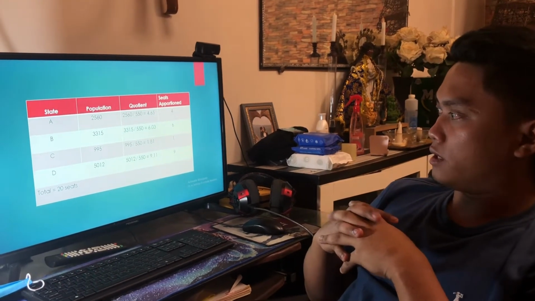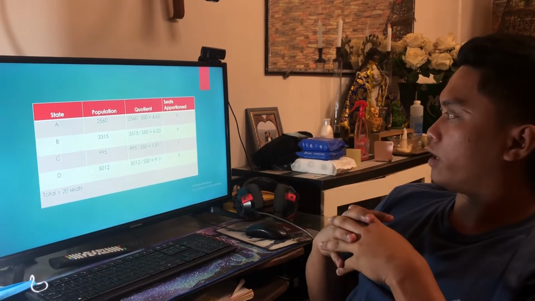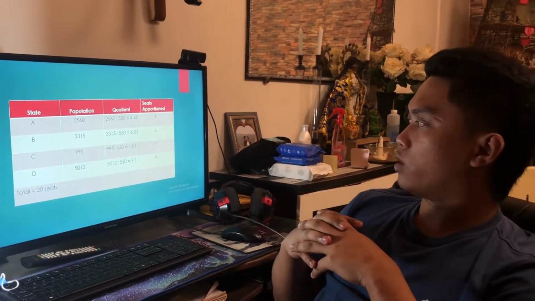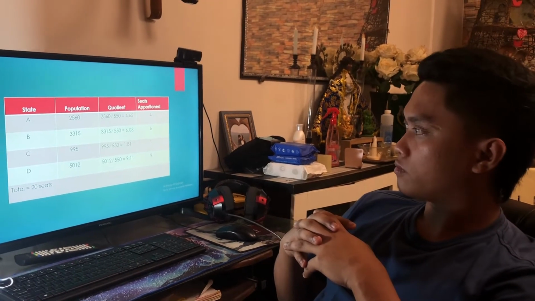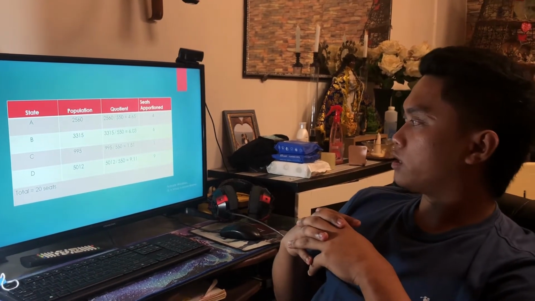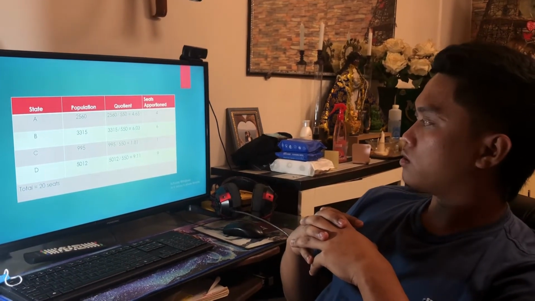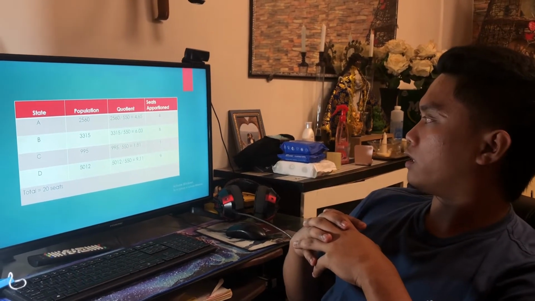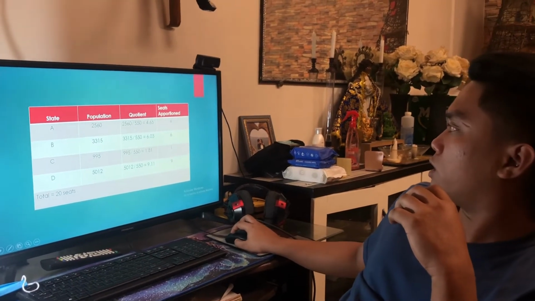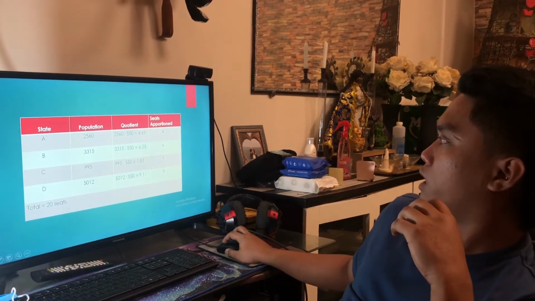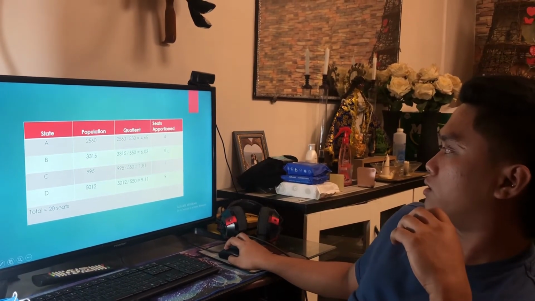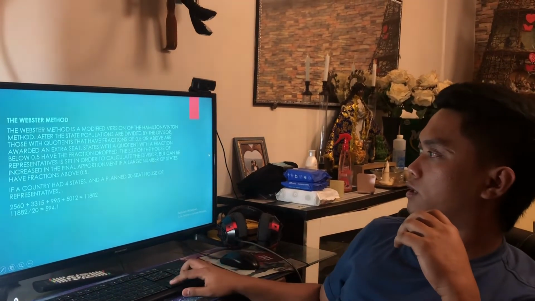In state C, the population is 995 and the quotient is 995 over 550, which equals 1.81, and the seat appointed is 1. For state D, the population is 5,012 and the quotient is 5,012 over 550, which equals 9.11, and the seat appointed is 9. So the total is 20 seats, because we add the seats appointed together: 9 plus 1 equals 10, plus 6 is 16, plus 4 equals 20.